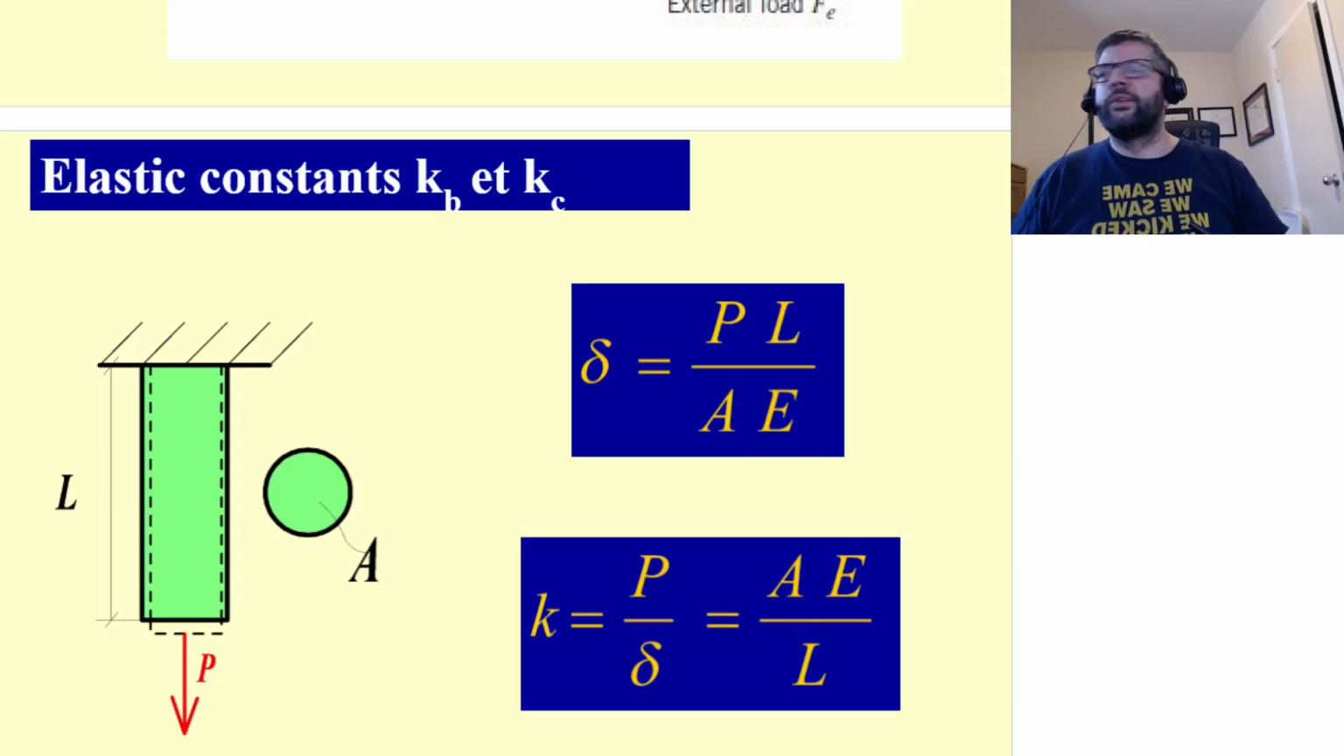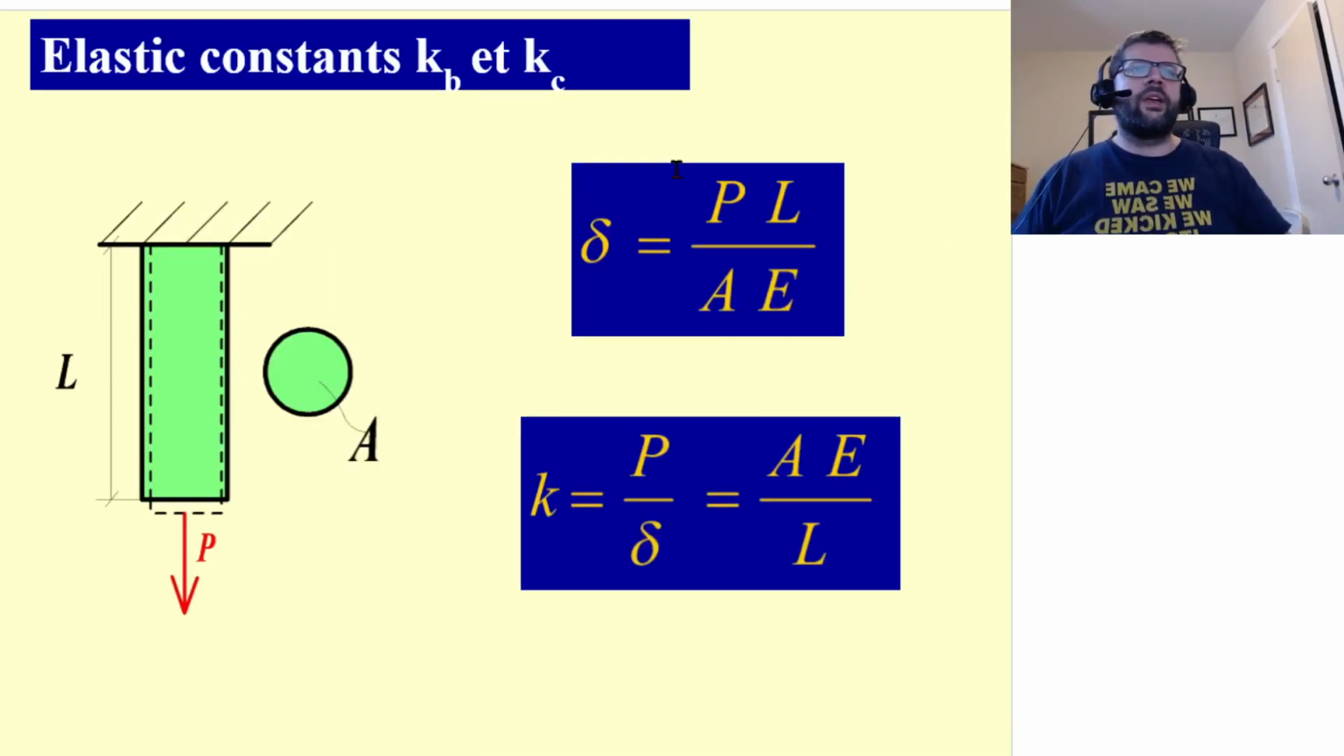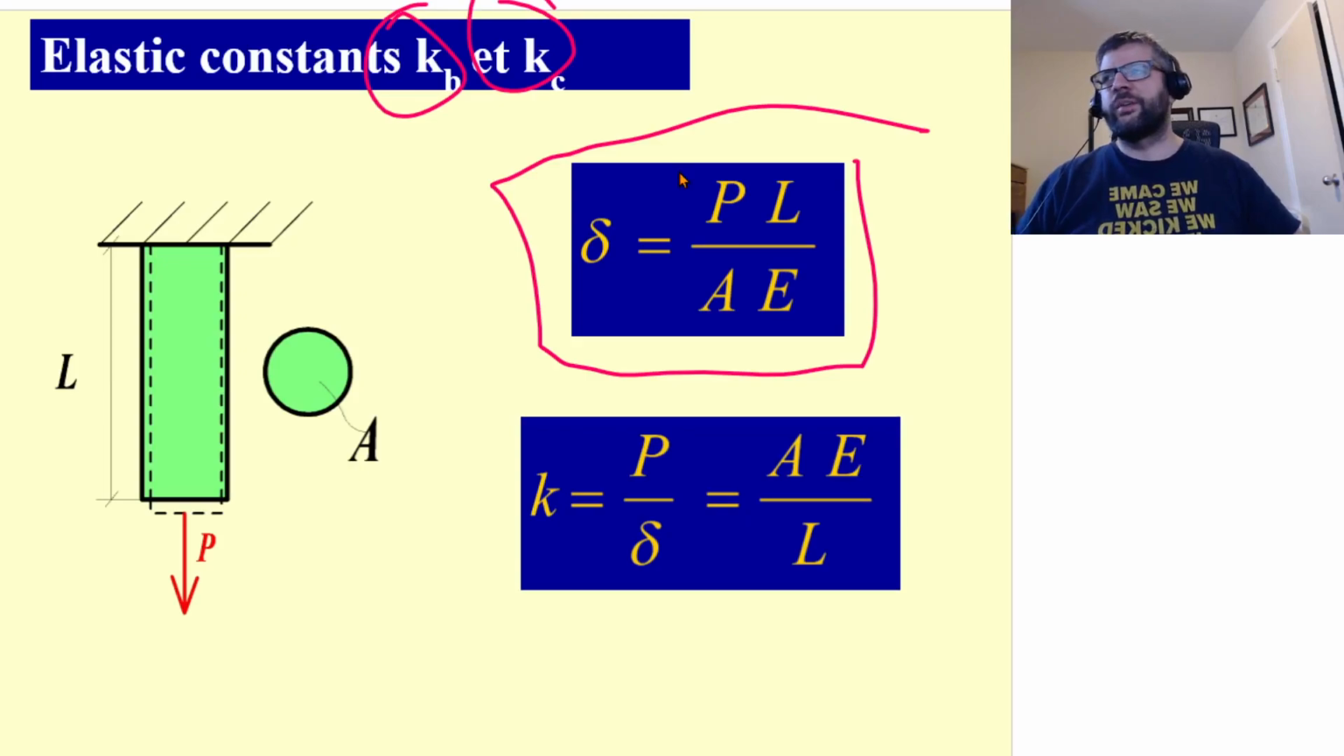So as for what those elastic constants or stiffnesses are, Kb and Kc, well, again, we know from, well, that's not even 331, that's 231, that when you are just stretching something with a constant cross section, the amount of displacement we get is equal to P times L divided by AE.